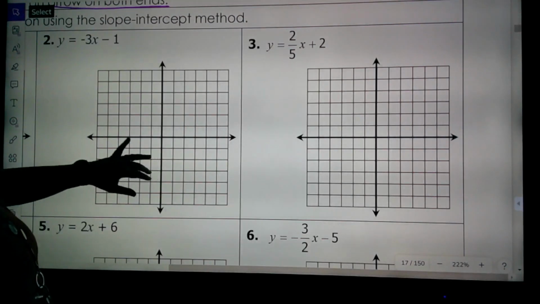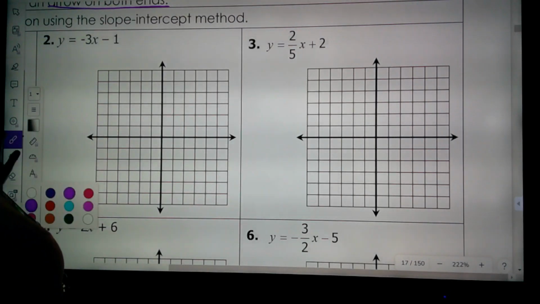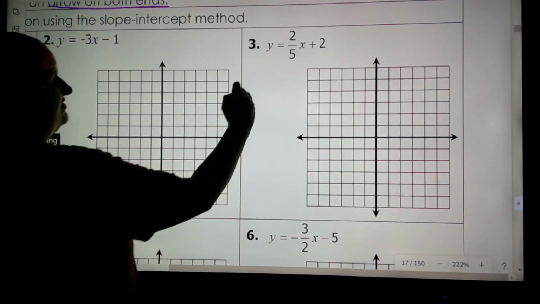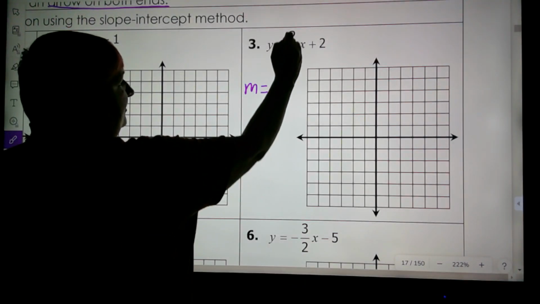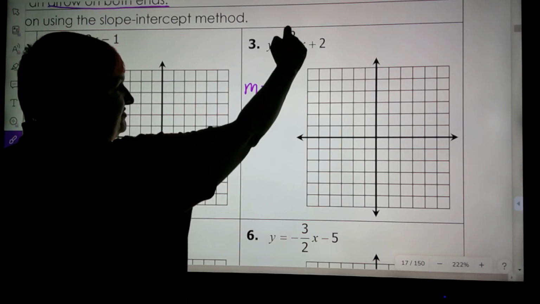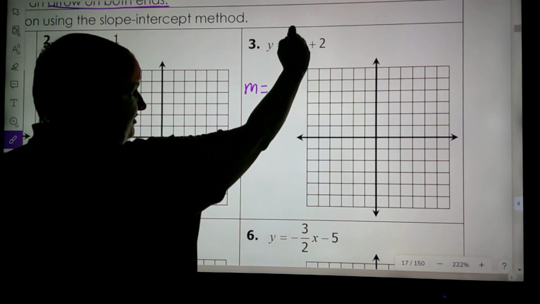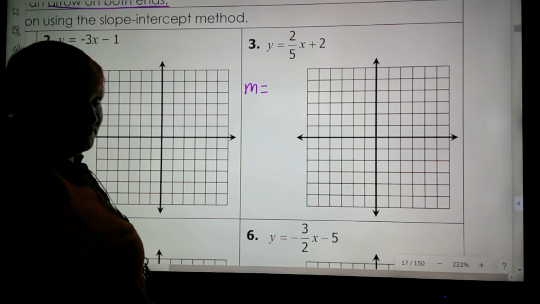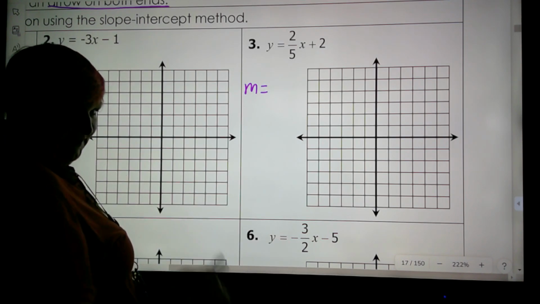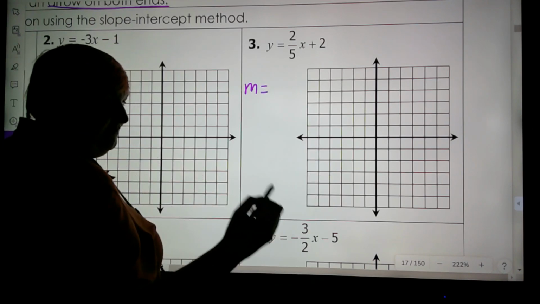Alright, so let's do one without all that extra stuff. So my slope is 2 over 5. The slope is the coefficient before the x. If it's a whole number, make it a fraction.